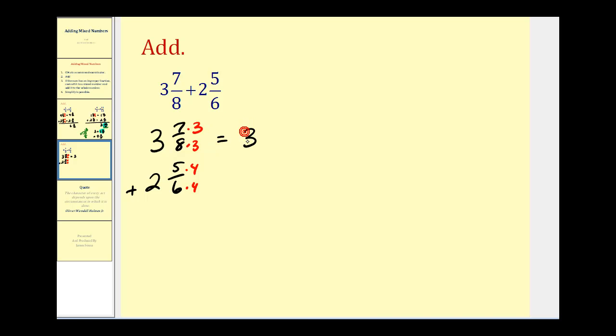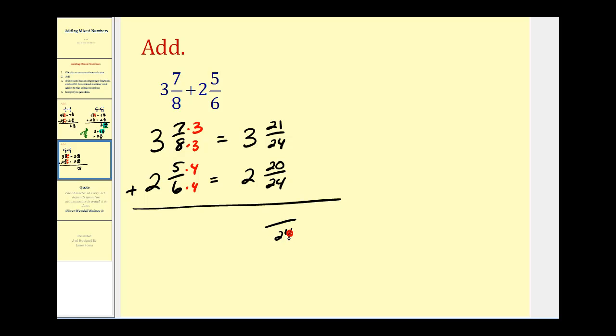So here we have 3 21/24. And here we have 2 20/24. Let's go ahead and add the fractions together. Denominator stays the same. The numerator is going to be 21 plus 20, that'll be 41. And 3 plus 2 would give us 5. Again, we're not done because this is an improper fraction. So we need to convert this to a mixed number and then add it to 5.